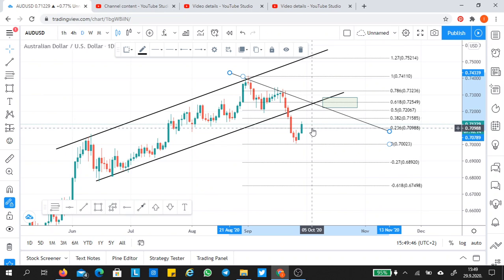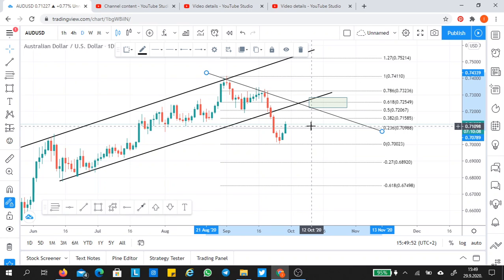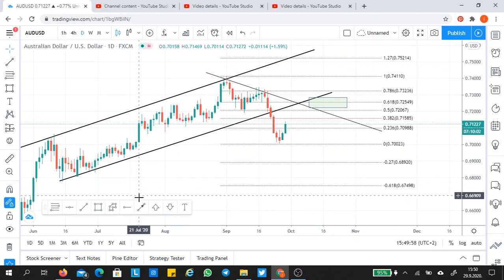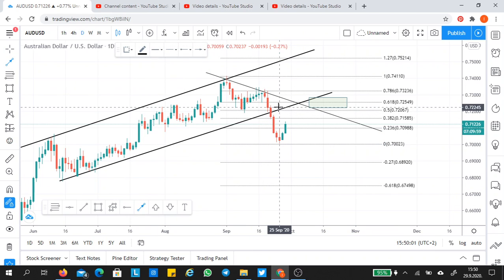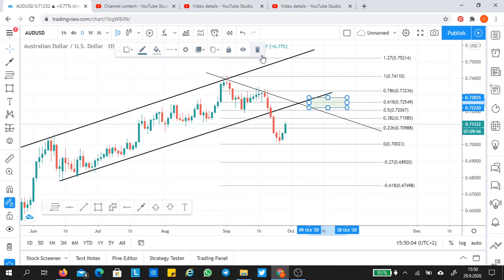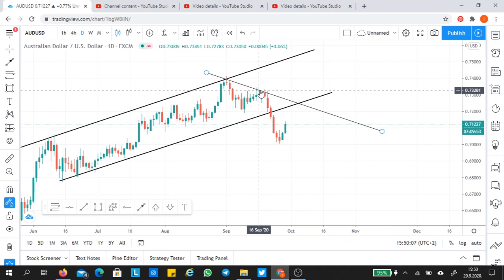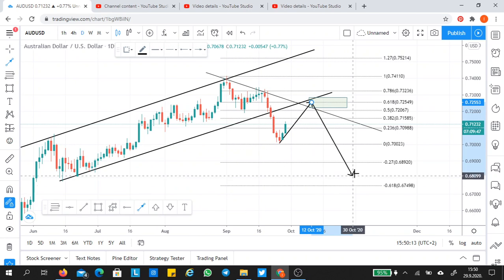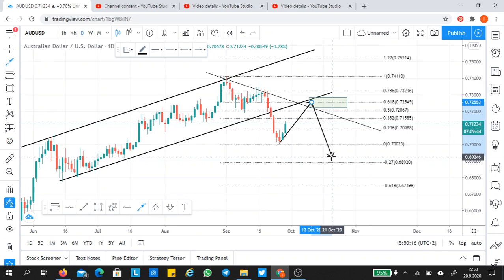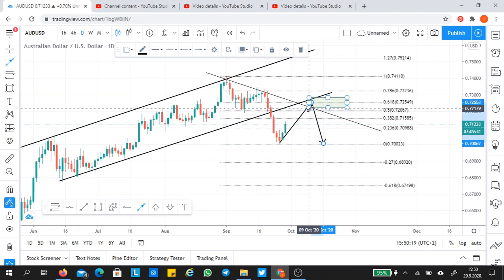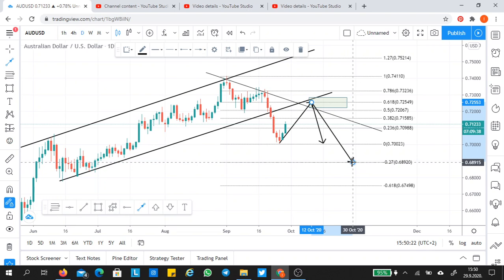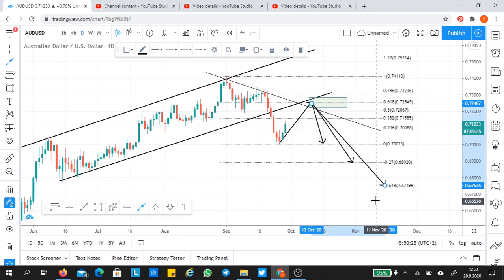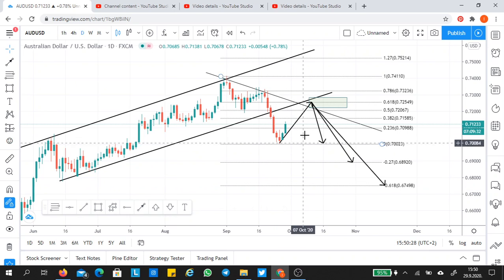Before that I'm not going short. So this was the bearish scenario. I want to see a pullback here, and when I find the entry, then my first target will be the last low, the second target will be -27, and the third target will be the -618 of Fibonacci extension.